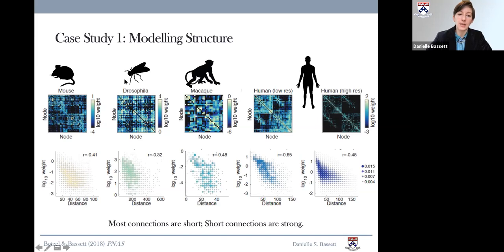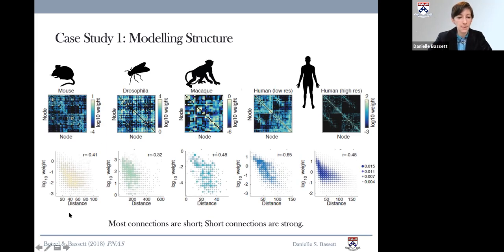What he did is that he took structural connectivity patterns from each of these different species and asked, are there consistent principles of wiring present in all of these? And if there are consistent principles of wiring, what are they? And if we can understand what those principles are, can we build generative models of how the networks came to be this way?